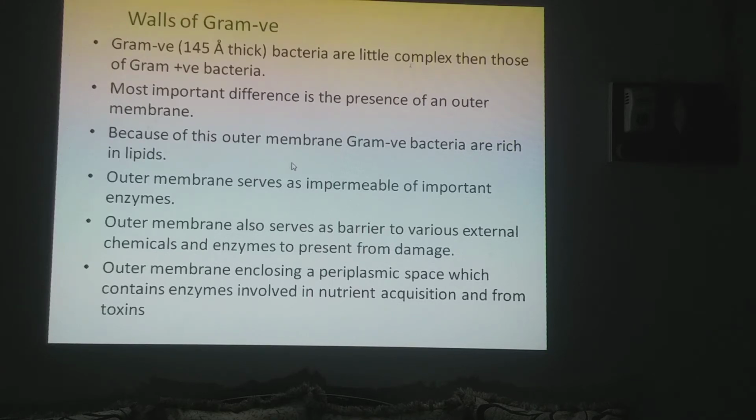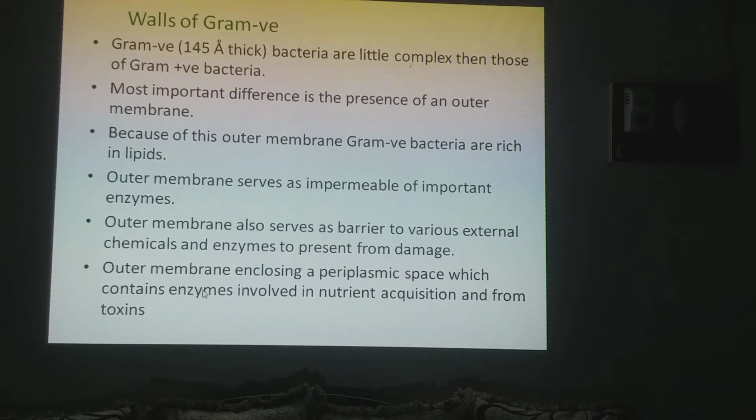Because of the outer membrane, gram-negative bacteria are rich in lipids. The outer membrane serves as an impermeable barrier, which gives more resistance to antibiotics. The outer membrane also serves as a barrier to various external chemicals and enzymes, to prevent damage.